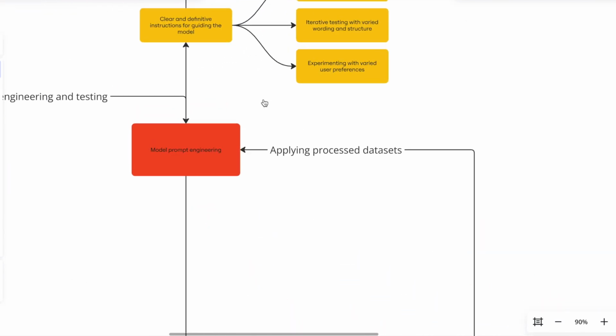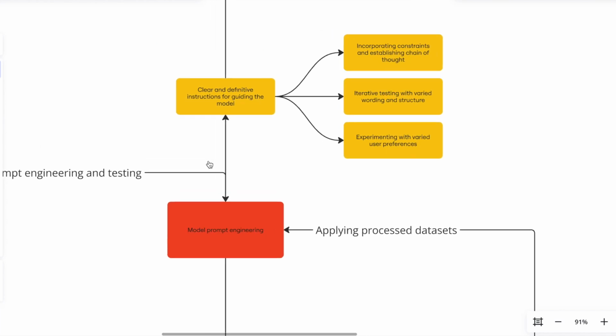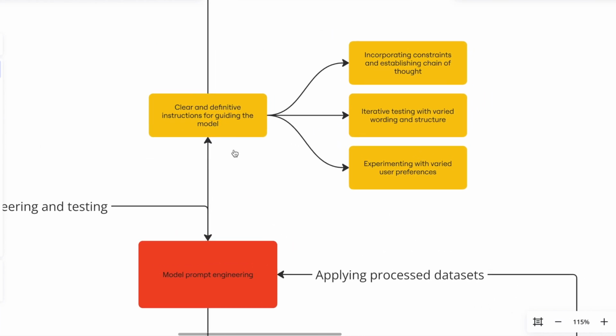So after we gathered all the data, we started feeding it into the AI so we could begin our prompt engineering process. The idea of prompt engineering is simple. We had to create very specific prompts to guide the model so it can give the best responses using all the data that it has. We started with setting very clear instructions to guide the model. We also incorporated things like time and budget constraints, and we tried different wording for prompts.